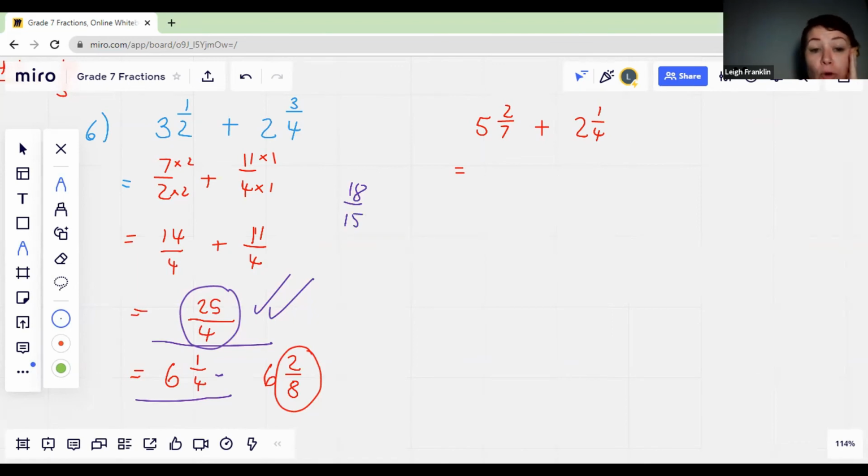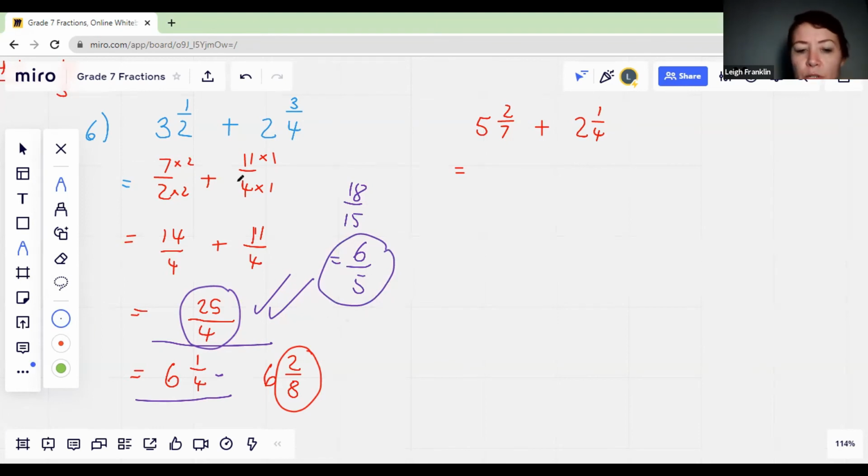Then that's not okay. You can't leave that because 18 and 15 are both in the 3 times table. So you've got to divide that by 3 and get 6, divide that by 3 and get 5. It's still improper, but this is okay. This is accepted, because it's in its simplest form.